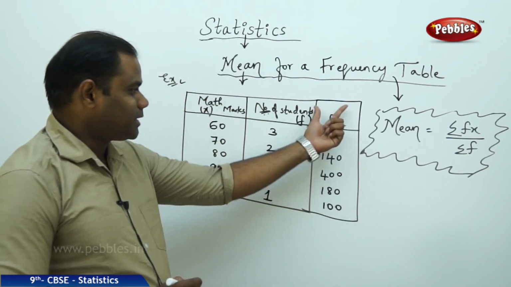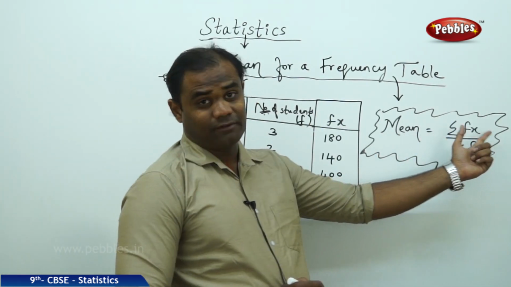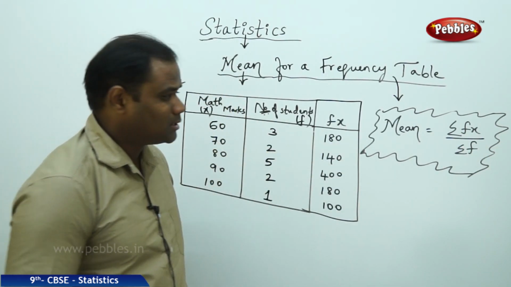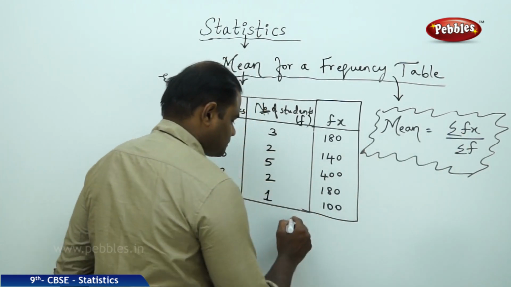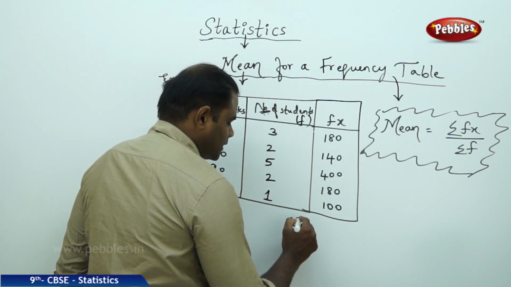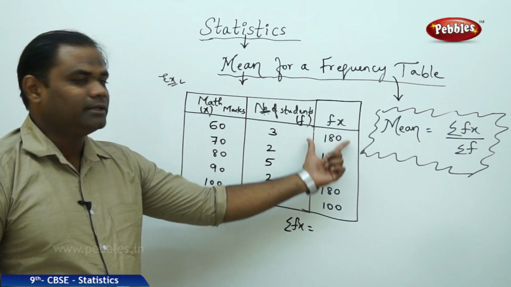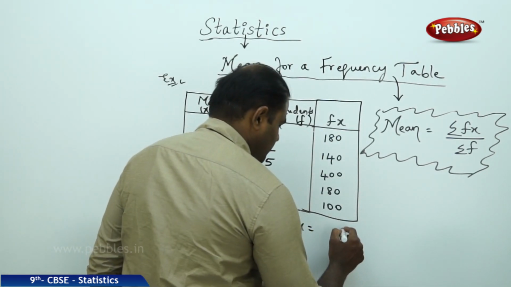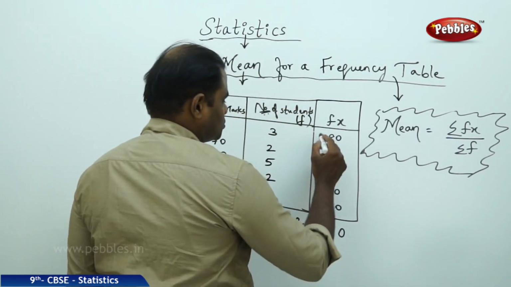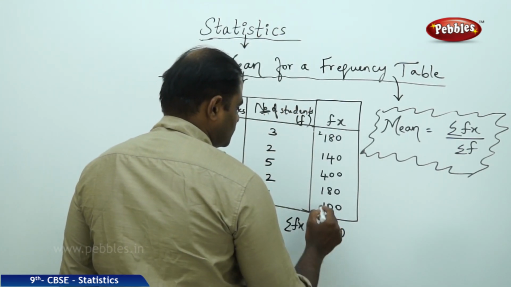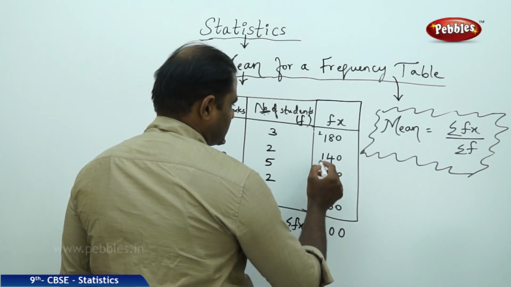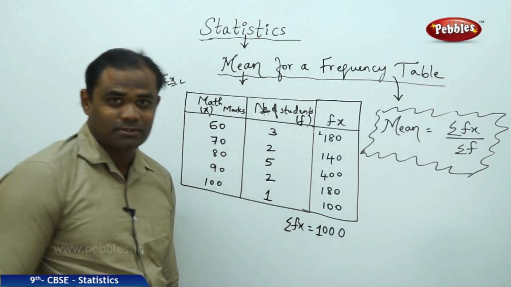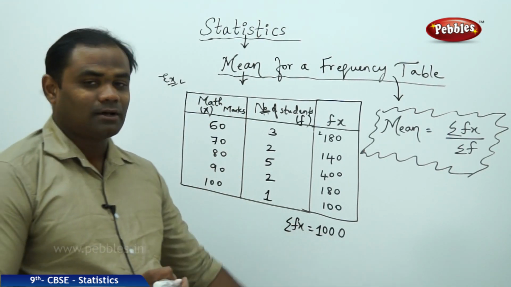Now that I have got fx, next I need sigma fx. Sigma means summation, and hence I'm going to add all this. Because I need sigma fx, I can get sigma fx by adding each of fx in the entire column. So when I add up, I get this to be a round figure of 1000. So sigma fx is 1000.